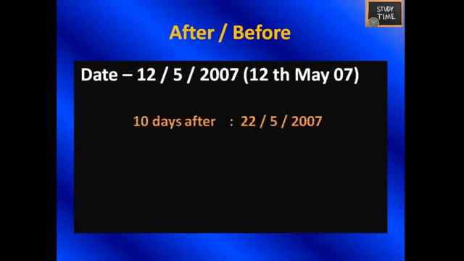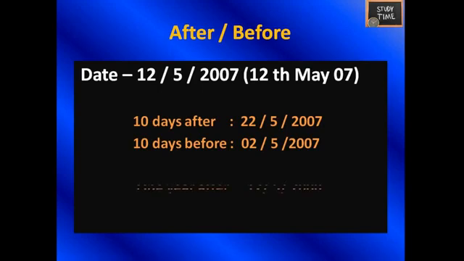Next, what is 10 days after the given date? You have to add 10 with the day. Here the day is 12. So 10 days after is 12 plus 10, which is 22. What is 10 days before? 12 minus 10 is 2. So 2nd May 2007 is 10 days before the given date.